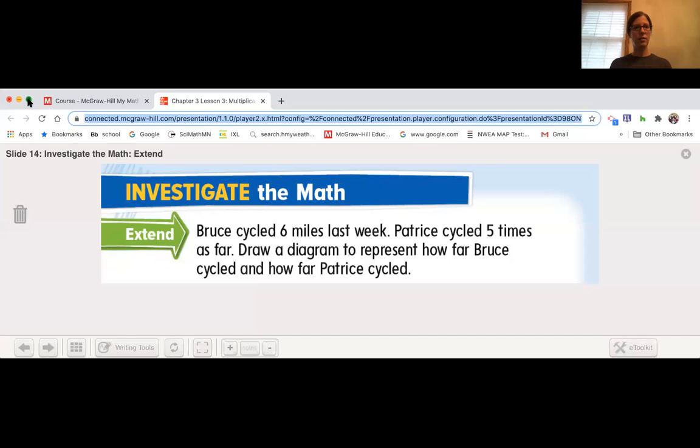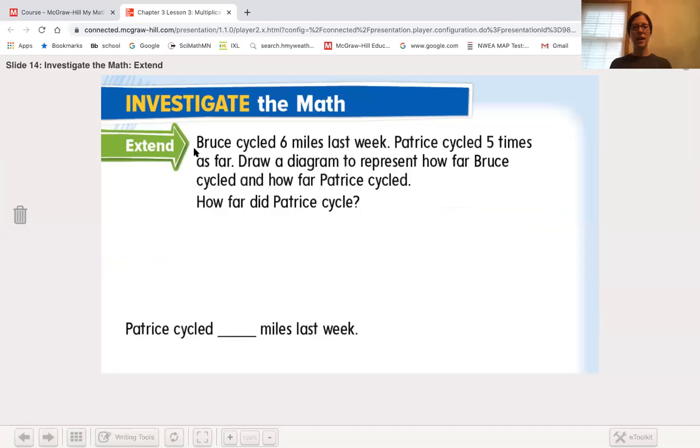All right. It looks like we have our problem of the day, and we'll do the concept of the day next week when we were talking about our geometry and our quadrilaterals. We'll continue that Monday through Thursday, okay? So, problem of the day. Bruce cycled 6 miles last week. Patrice cycled 5 times as far. Draw a diagram to represent how far Bruce cycled and how far Patrice cycled. How far did Patrice cycle?